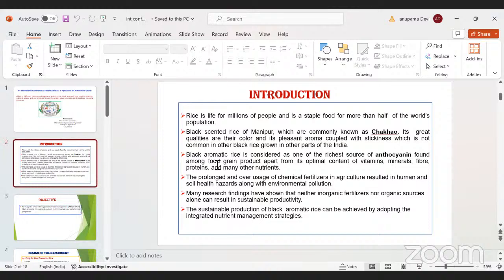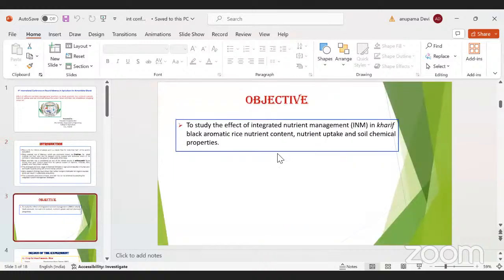Overuse of chemical fertilizer results in human health and soil hazards, which affect our ecosystem. Many researchers have found that neither inorganic nor organic sources alone can result in sustainable productivity. So sustainable production of black aromatic rice in Manipur can be achieved by adopting an integrated nutrient management system. The objective of the study is to find out the effect of nutrient management on black aromatic rice nutrient content, nutrient uptake and soil chemical properties.